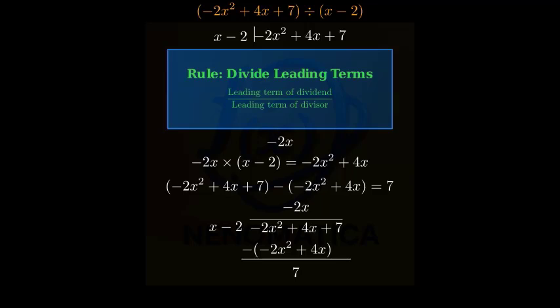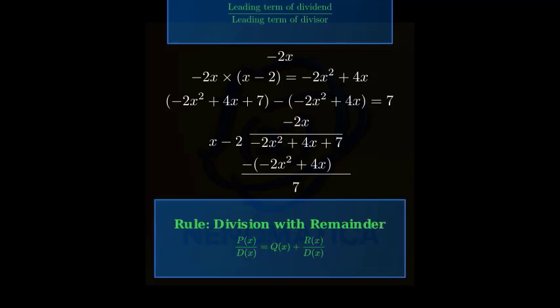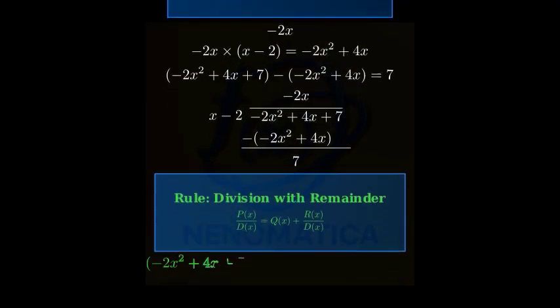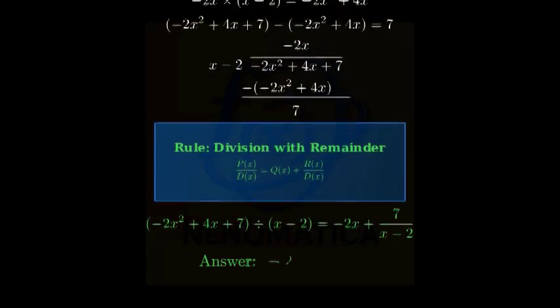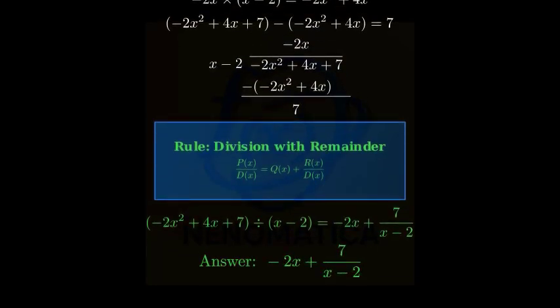Since 7 is of lower degree than our divisor, x minus 2, we've completed the division. The quotient is negative 2x, and the remainder is 7. Therefore, we can express our answer as negative 2x plus 7 over x minus 2.